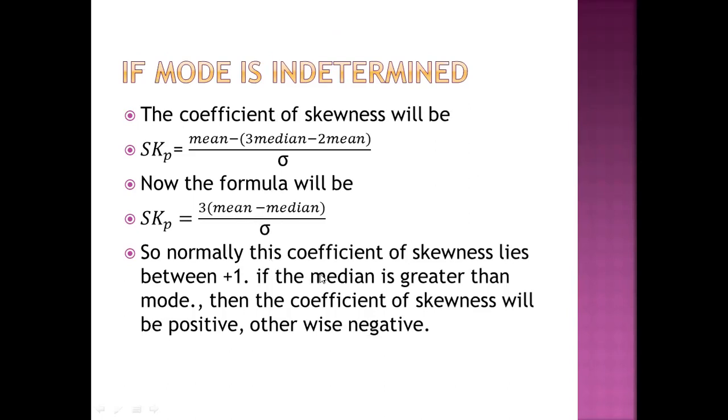So normally this coefficient of skewness lies between minus 1 and 1. If the mean is greater than the mode, then the coefficient of skewness will be positive, otherwise it will be negative.